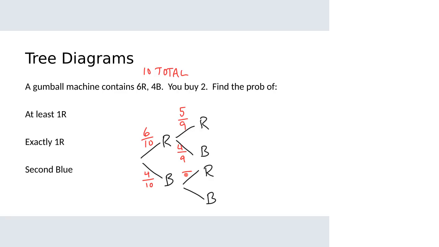So now I have 9 gumballs in the machine. I started with 6 red. The one I bought was blue, so all 6 reds are still in there. So the probability of getting a red here is 6 out of 9.